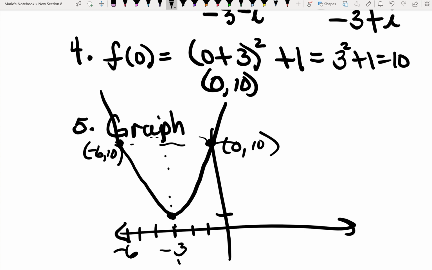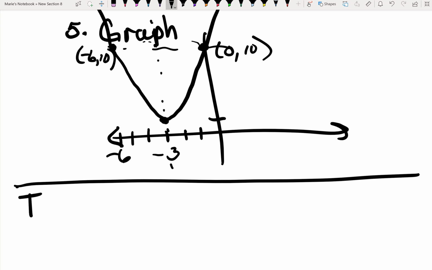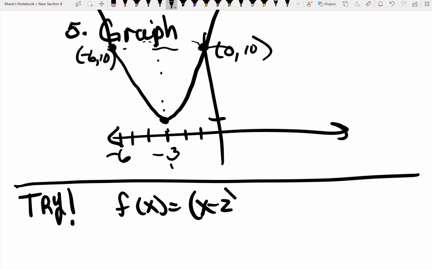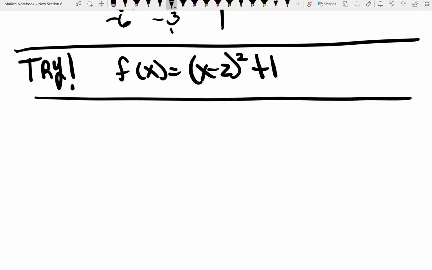Okay? And again, you can check it with technology, use Desmos. All right, and so that's example 2. I'm going to give you a try here. You just pause the video if you need to. And this is f of x equals (x minus 2) squared plus 1. So go ahead and try that one. Pause the video. I'll pause during class so you can go ahead and graph it and we can discuss it.